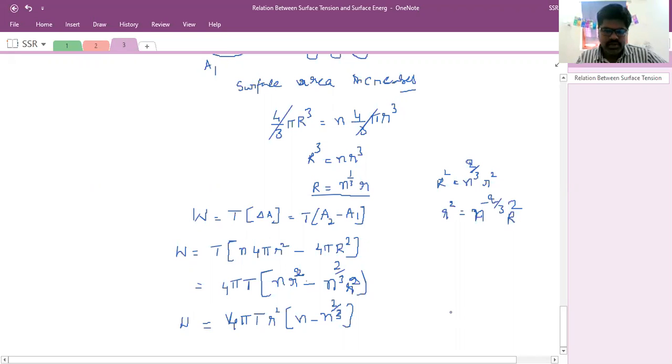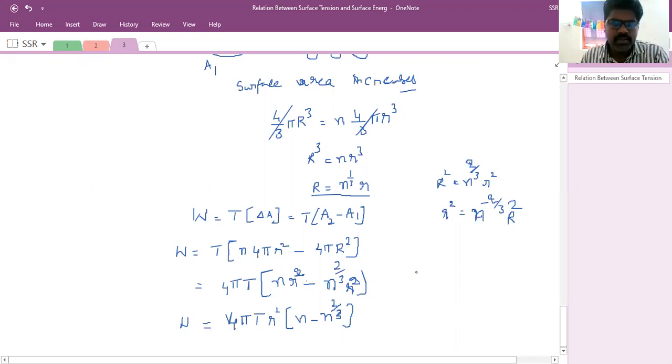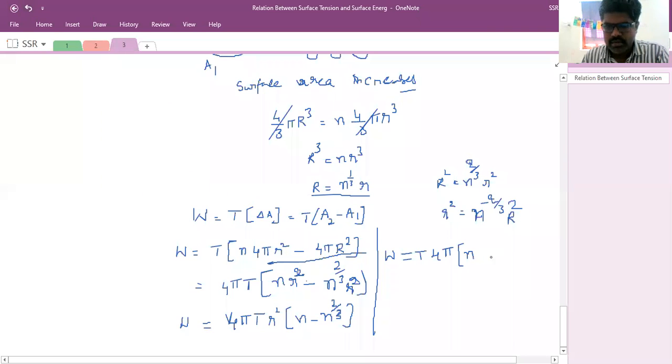Four pi T small r square into n minus n power 2 by 3. Same thing you can write in terms of capital R also. In terms of capital R, what you can write? From this equation you can write W is equal to T into 4 pi common n into small r square. Small r square, what you can write? N power minus 2 by 3 into capital R square, minus capital R square.